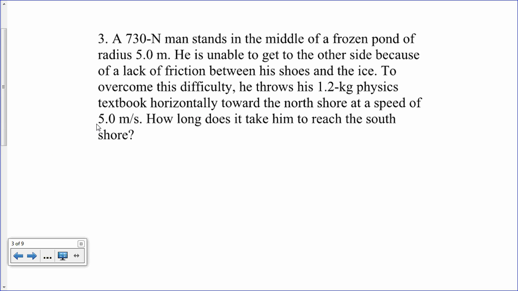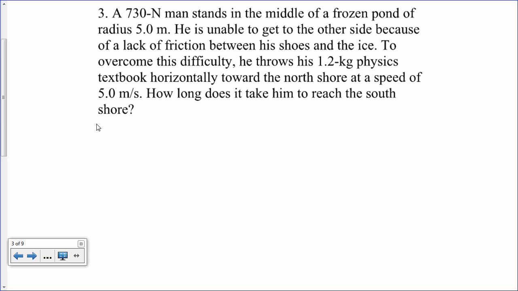A 730 newton man stands in the middle of a frozen pond of radius 5 meters. All right, so here's my pond. I have a guy here. This distance is 5 meters. He is unable to get to the other side because of the lack of friction between his shoes and the ice, so 0 friction, we assume.